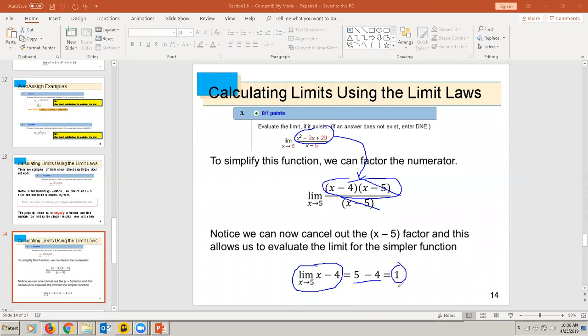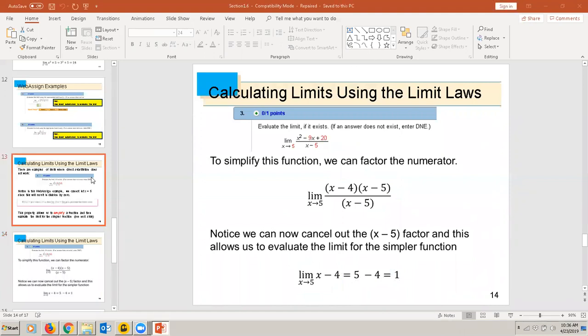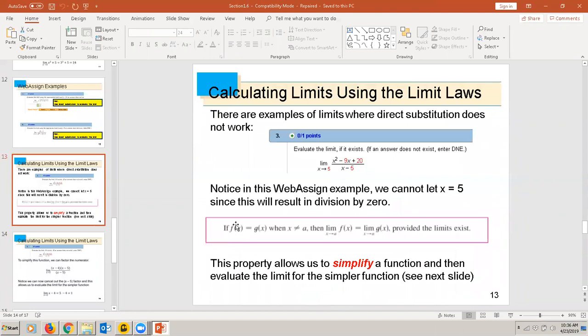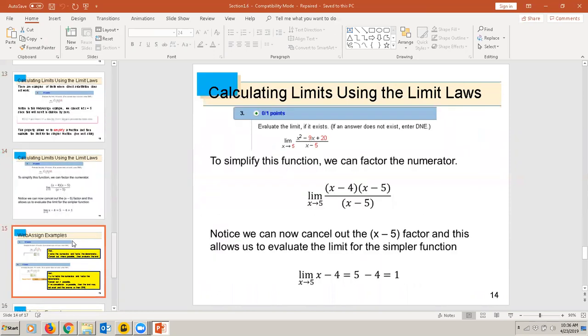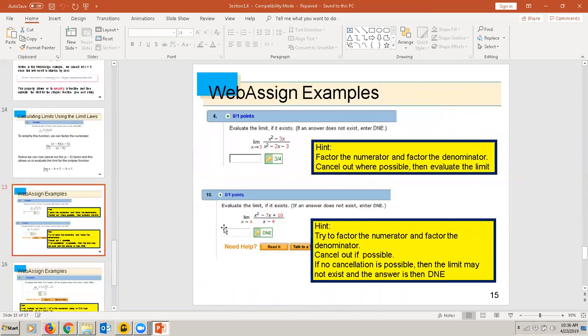So what I can do then before taking the limit is try to simplify the function and then take the limit after the simplification is done. That's what this property is telling me that I can do. Right? f of x is like the original function. g of x is the simplified function. And it's telling me the limit of f of x is going to be the same as the limit for g of x. All right, so let's do a few WebAssign examples here.